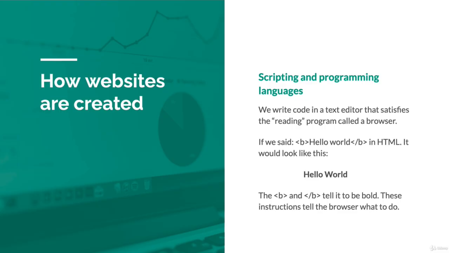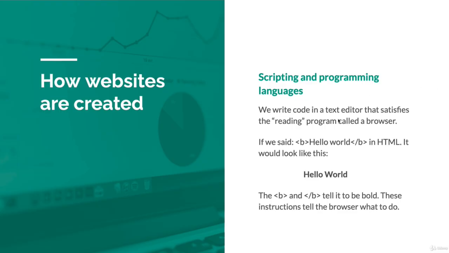But a scripting language is kind of like putting popcorn into a popcorn-making machine and it just pops your popcorn for you. Whereas a programming language is like being able to program the popcorn machine. Now, we write all of our code in a text editor that satisfies the program's ability to read your code. And that program is your browser.